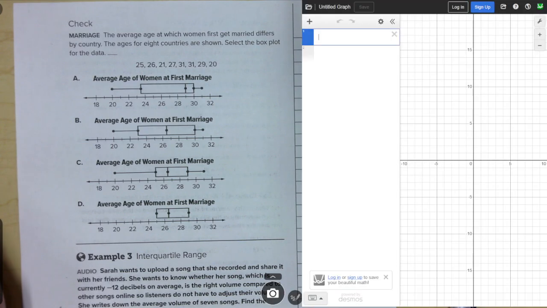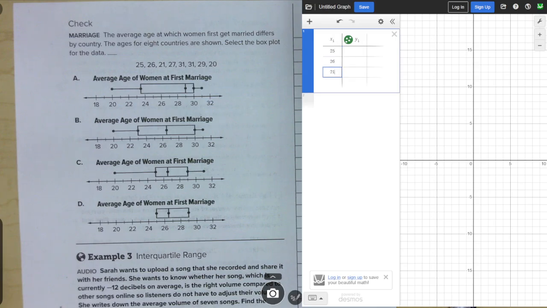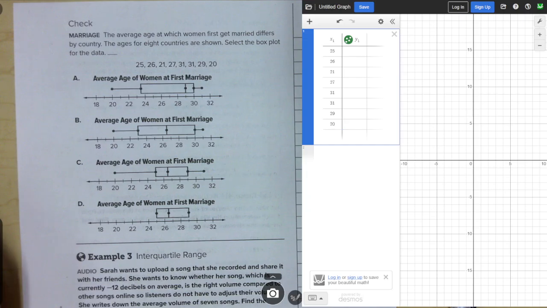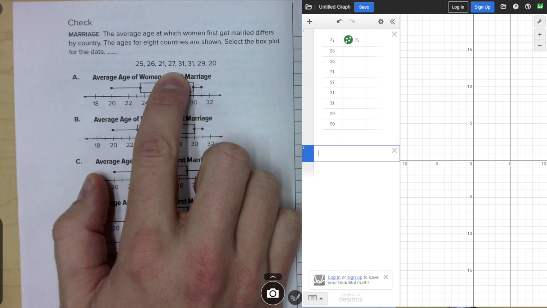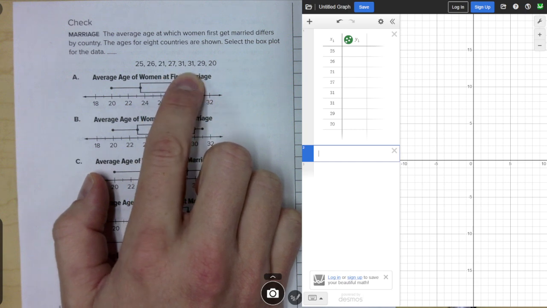Load Desmos. So we're going to make a table, and the reason why I'm making a table is we can just add values and it goes down, and we can use the x1 as our list. We could use list notation. This is just a quick way of doing it. Our values are 25, 26, 21, 27, 31, 31, 29, and 20. From here, I'll double check, 25, 26, 21, 27, 31, 31, 29, 20.